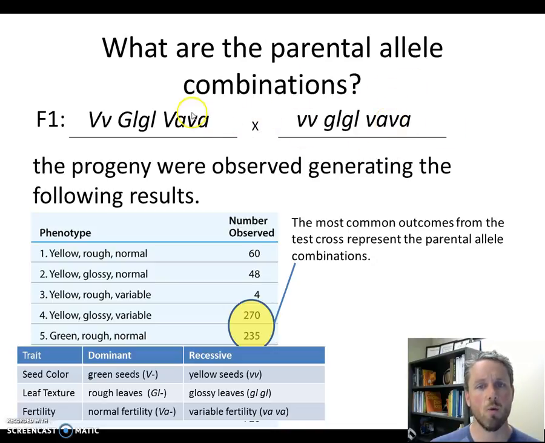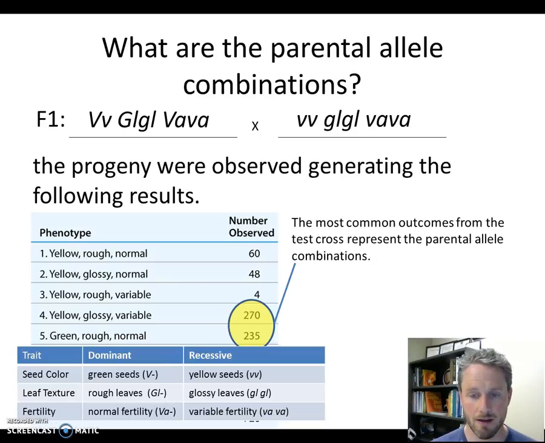That means which allele we get from the first parent determines the phenotype. If we get the dominant allele, we will see the dominant phenotype. If we get the recessive allele, we will see the recessive phenotype. Again, because the other parent is only donating recessive alleles. So again, this outcome, yellow, glossy, and variable, tells us which alleles we got from the first parent, and the fact that they were the most common says that those three alleles are together on one chromosome.